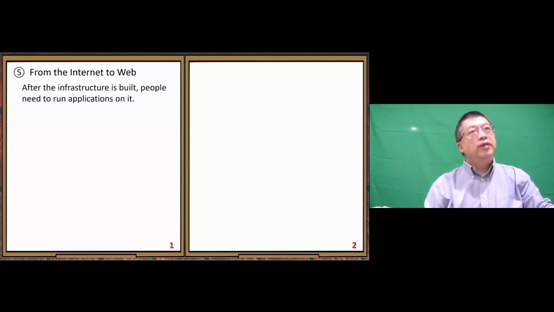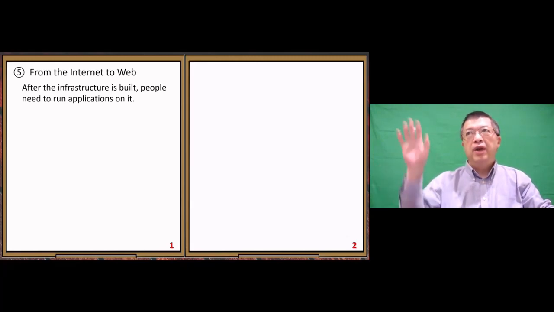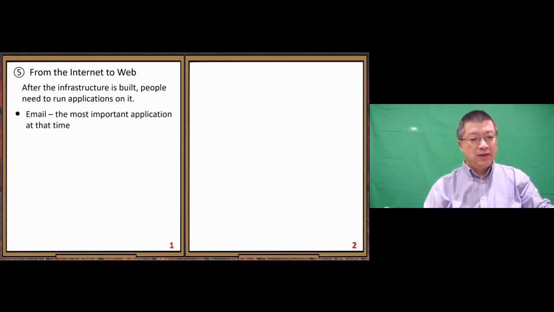We know the internet is used as an infrastructure. So after the internet was created, the next thing is application. What applications can be used to run on the internet? So the first important application is email. How important is email? Think about that.